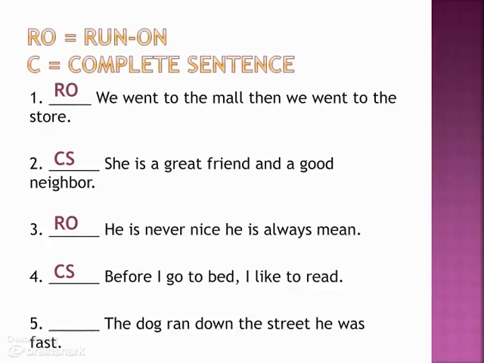Let's try number 5. The dog ran down the street. He was fast. How many of you think this is a run-on? How many of you think it's a complete sentence? If you said run-on, you are correct. The dog ran down the street is one sentence. He was fast is another sentence. Make sure that you've fixed any answers that you missed the first time.